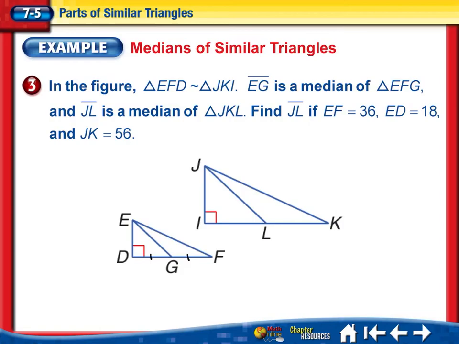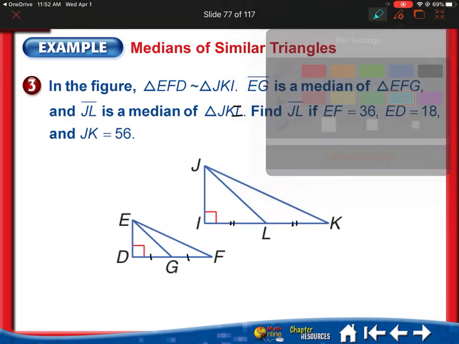So D to G and G to F are congruent. And it says JL is the median of triangle JKI. Oh, they put JK. I really think they meant this to be an I. All right, so the larger triangle JKI. So we know that I to L and L to K are both congruent. So we have to find JL.